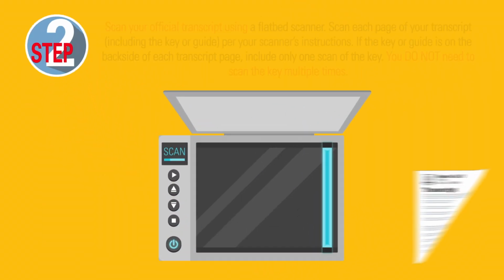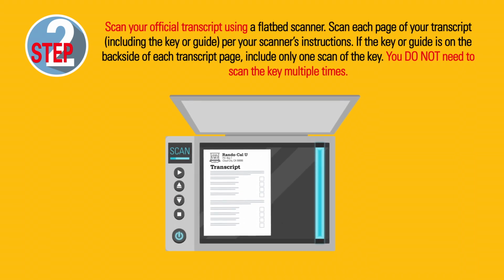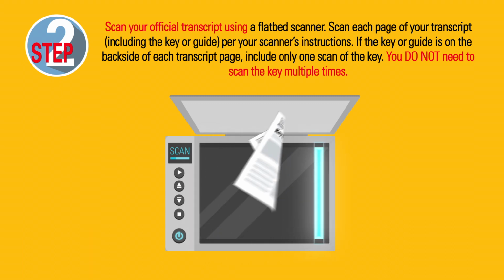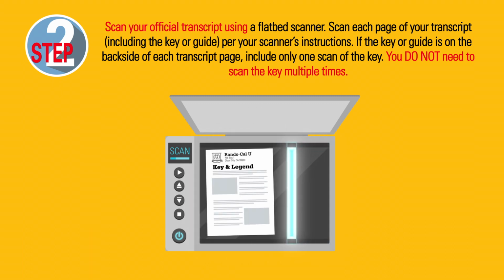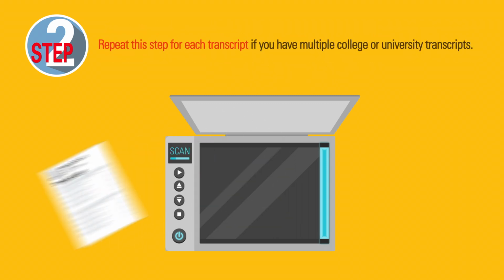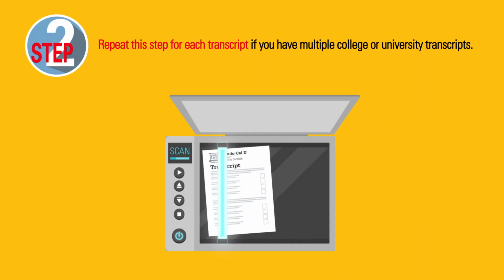Step 2. Scan your official transcript using a flatbed scanner. Scan each page of your transcript, including the key or guide, per your scanner's instructions. If the key or guide is on the backside of each transcript page, include only one scan of the key. You do not need to scan the key multiple times. Repeat this step for each transcript if you have multiple college or university transcripts.